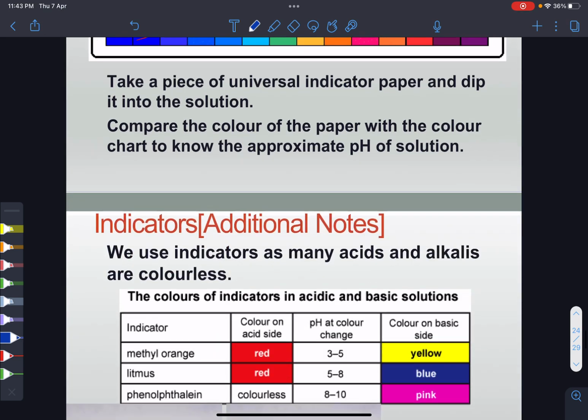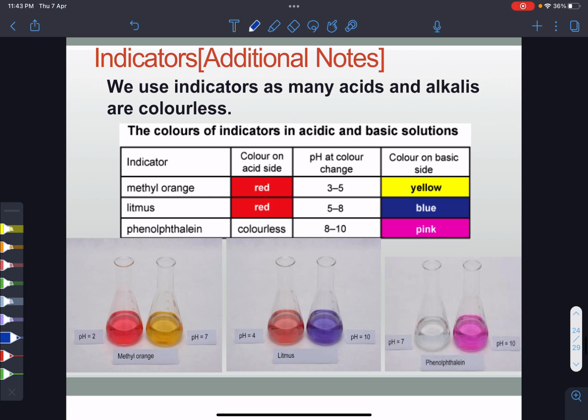Alright, moving on. Indicator. This is an example of the indicators that you may encounter or may have heard of before. Of the three here, the one most relevant to you is methyl orange. That's something you are familiar with. Then litmus, not exactly, I guess. Phenolphthalein is something that secondary school students used to use.